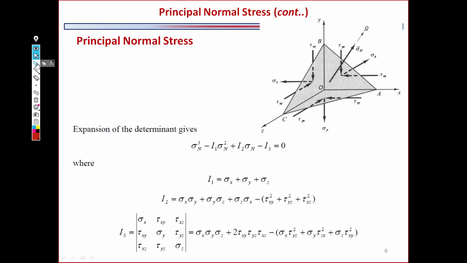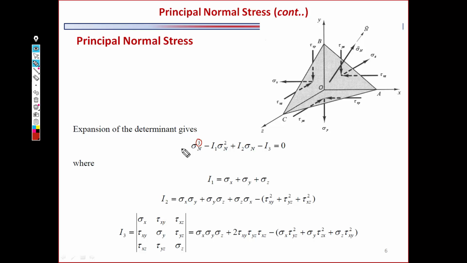Now, the expansion of that determinant which we derived in the previous slide will give us sigma n to the power 3 multiplied by I1 sigma n whole square plus I2 sigma n minus I3 is equal to 0. Over here it is a cubic equation of order 3. This means that this equation will give three values of sigma n. Those three values of sigma n are known as the principal stresses.